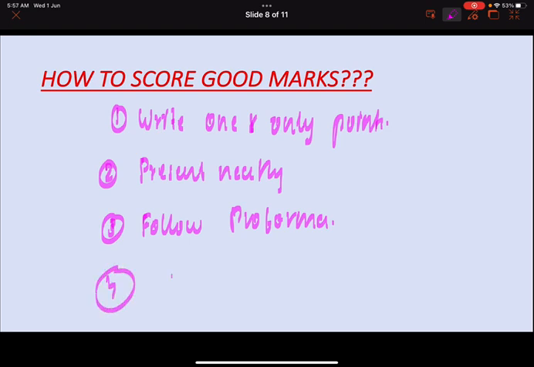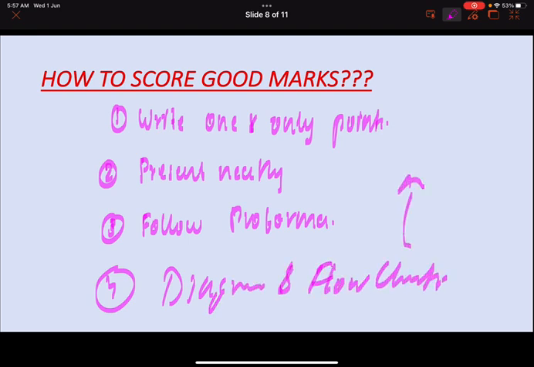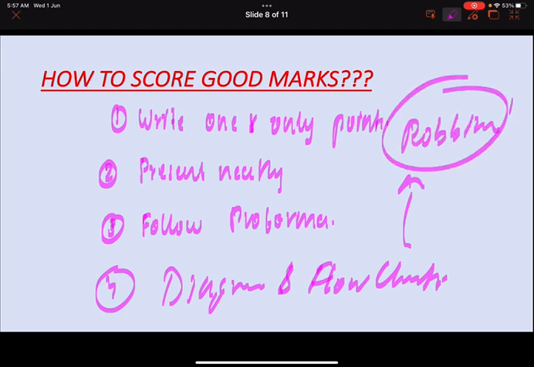Then number 4, diagrams and flowcharts. Robbins diagrams and Robbins flowcharts will always give you extra marks. I am telling you, I personally studied only Robbins. Even though it was very difficult initially, that was the only book which helped us revise very quickly within a very short period of time before your university exam.